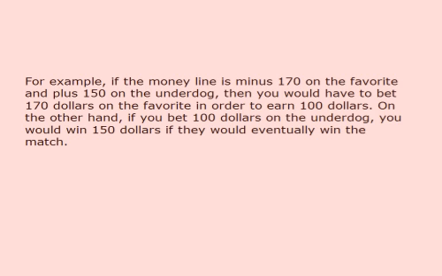For example, if the money line is minus 170 on the favorite and plus 150 on the underdog, then you would have to bet $170 on the favorite in order to earn $100. On the other hand, if you bet $100 on the underdog, you would win $150 if they eventually win the match.